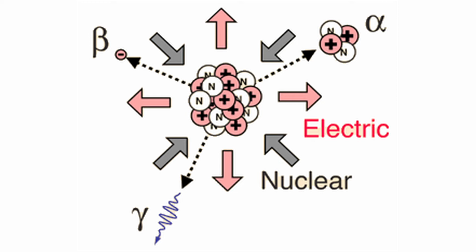Gamma rays are photons, they carry energy away with them. So when a gamma ray is emitted, that means a nucleus gets rid of some energy and therefore decays, we say, to a more stable state.